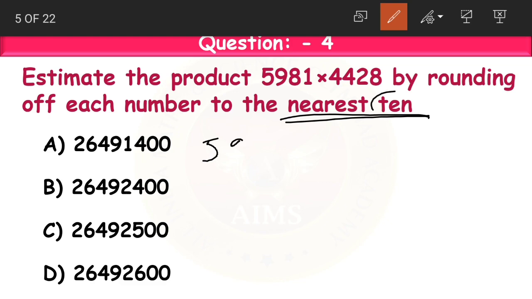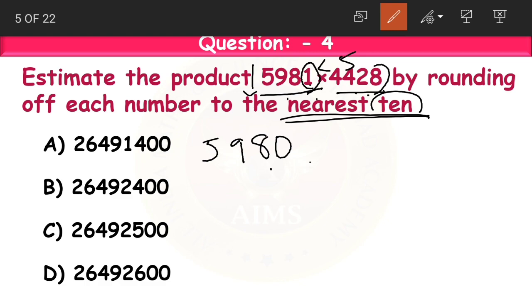So for rounding off to the nearest tens, what should we do? We should look at the digit in ones place. Here it is 1, that is less than 5. So we'll round it down. The remaining numbers will remain the same, and ones place will be replaced with 0. 5981 becomes 5980.